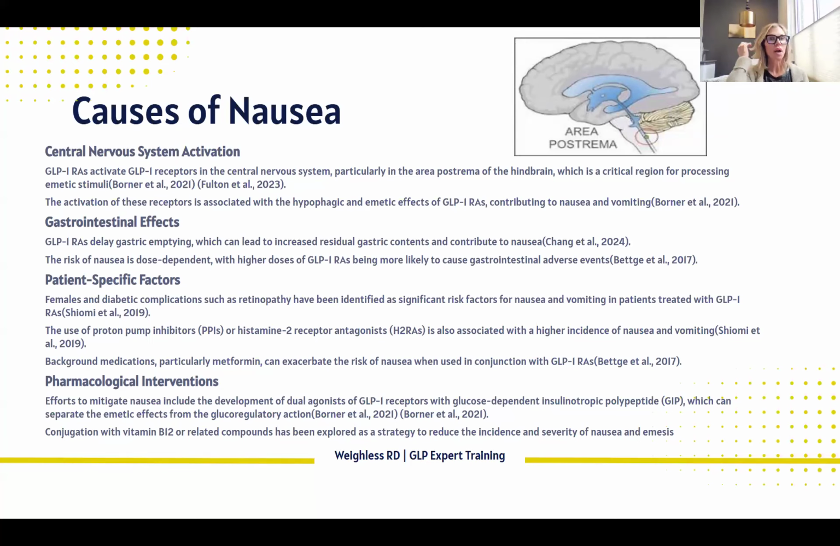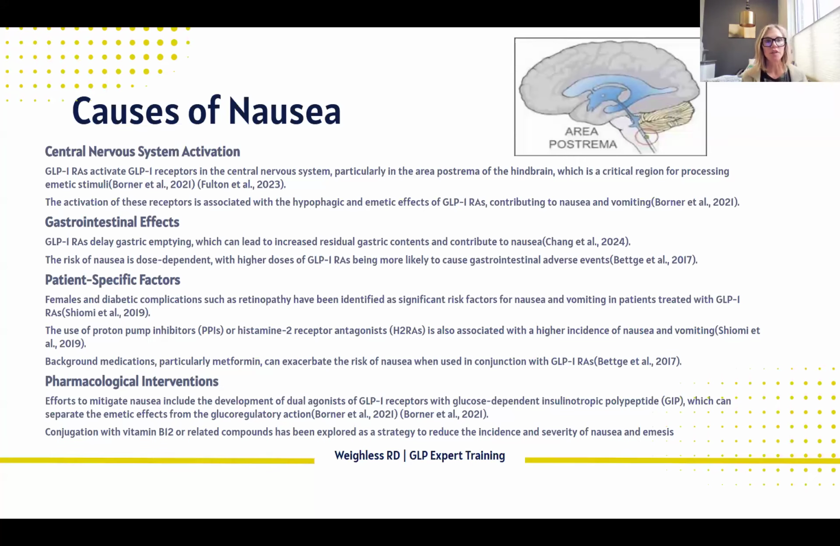Causes of nausea, I will go really quickly towards this. So the GLPs can affect the central nervous system, a part of the brain that is responsible for emetic stimuli. So these GLPs can cause nausea just by what they do, the receptors in part of the brain. Gastrointestinal effects, obviously. So the delayed gastric emptying can lead to the residual contents staying in the gut for a little bit longer, and that could lead to the nausea.